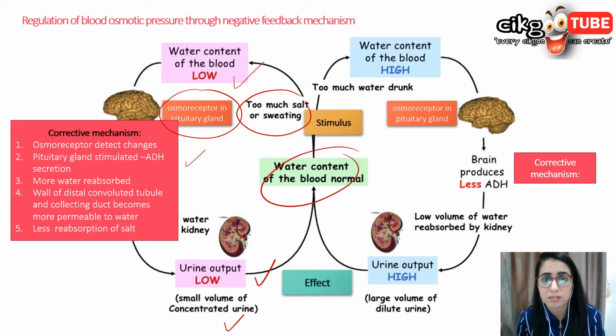Now, if the person drinks too much water, then the water content in the blood becomes high, detected by the osmoreceptors in the pituitary gland.